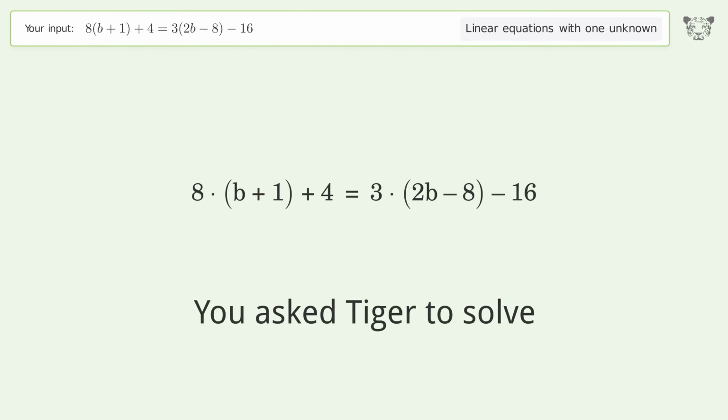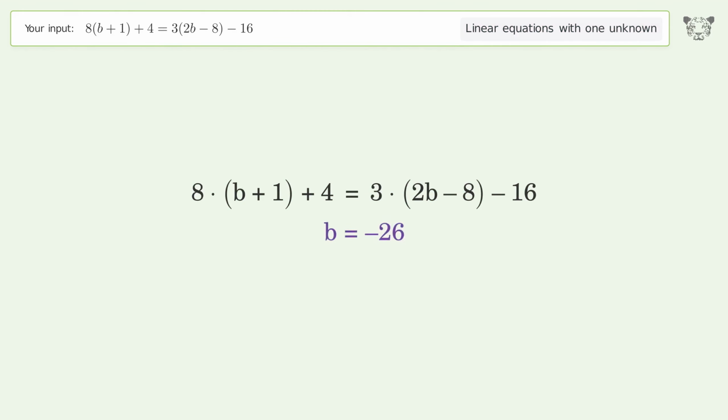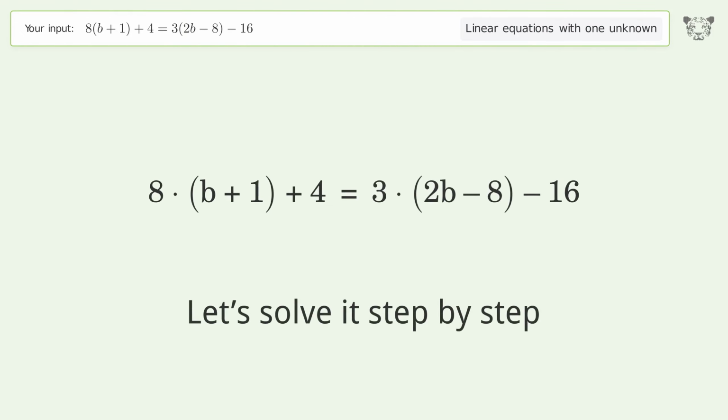You ask Tiger to solve. This deals with linear equations with one unknown. The final result is b equals -26. Let's solve it step by step.